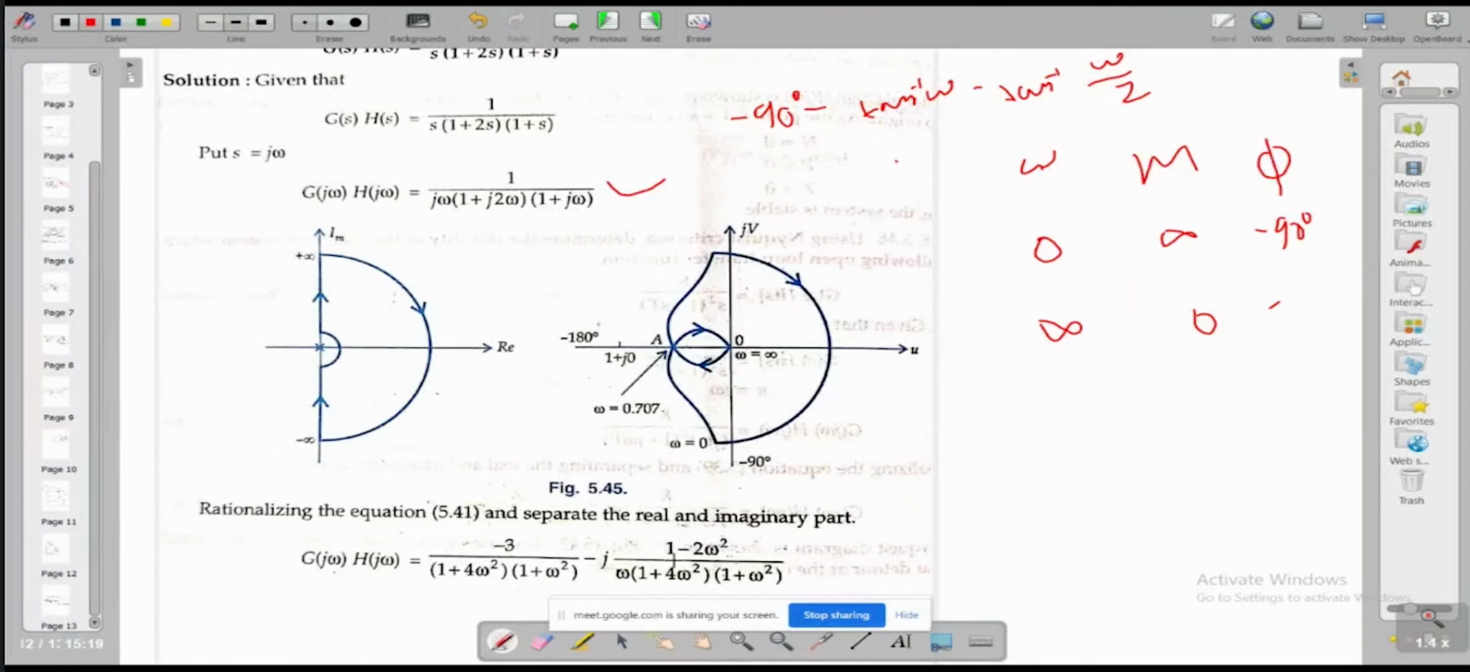1 plus 2 is 1. 1 plus 2 is 2. 2 omega. And then minus 270.